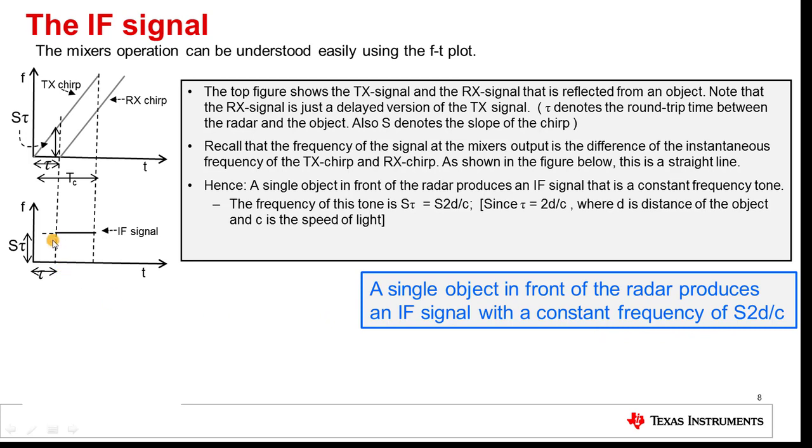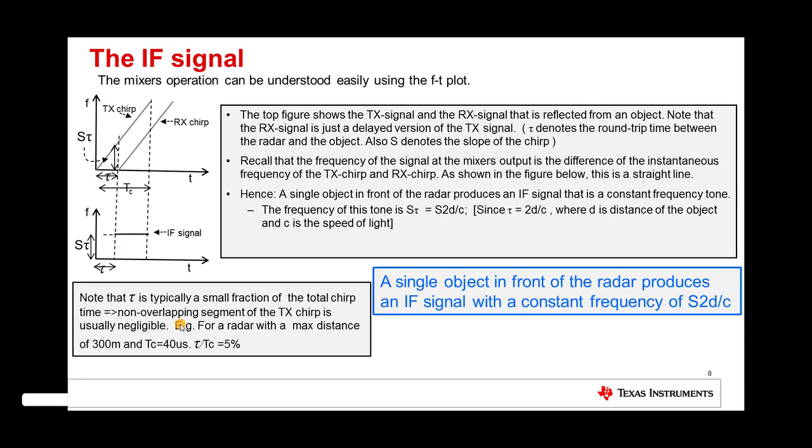Now, it is important to note that the IF signal is only valid from the time the reflected signal is received at the RX antenna. So if you were to digitize this IF signal using an ADC, you need to make sure that you only pick up samples after this time tau has elapsed and only up to the time where the TX signal is present. Another point worth noting is that the round trip delay tau is usually a very small fraction of the total chirp time. So for example, for a radar with a maximum distance of 300 meters and a chirp time of 40 microseconds, this ratio of tau by TC is only 5%.